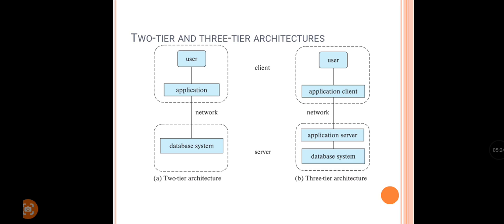This is the two-tier and three-tier architecture. This diagram compares the two-tier and three-tier. On the left, you can see the two-tier architecture. Here, the client communicates directly with the database server. On the right, you can see the three-tier architecture. Here, the client communicates with the application server instead of directly accessing the database. The application server performs tasks such as user authentication, business logic, and request processing before communicating with the database.